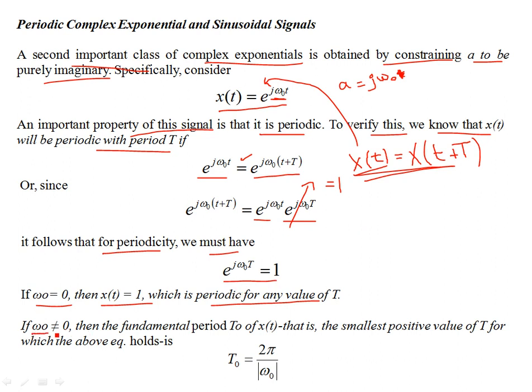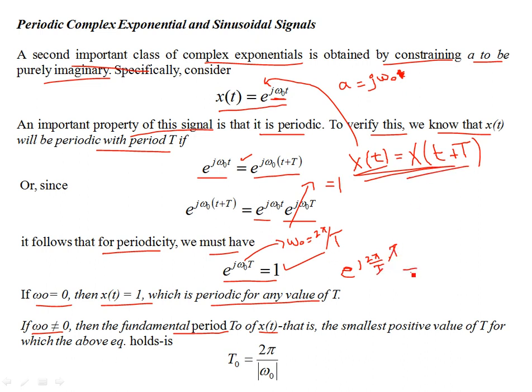But if omega naught is not 0, then the fundamental period T naught of x(t) that guarantees the equality in this equation implies that omega naught, if it is not equal to 0, will be equal to the quantity 2 pi by T. If you substitute this over here, the things become like this: e^(j 2 pi by T into t), and this capital T happens to be the period. I mean, it satisfies this relation.